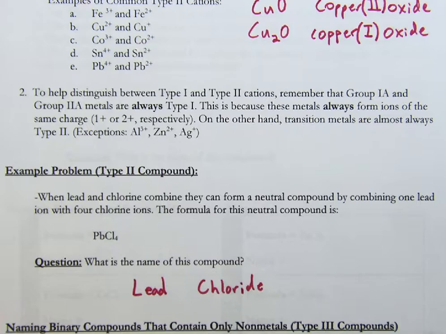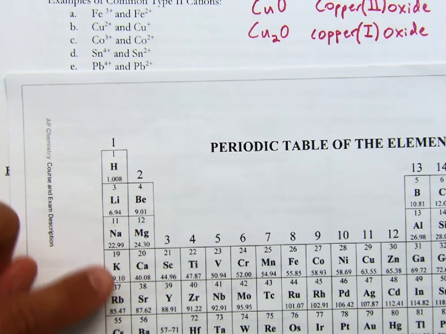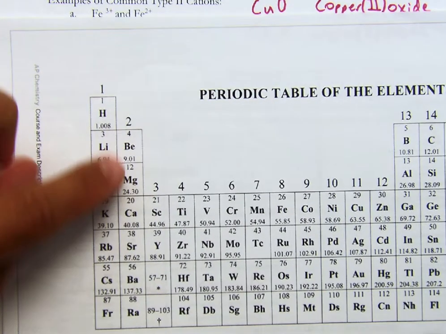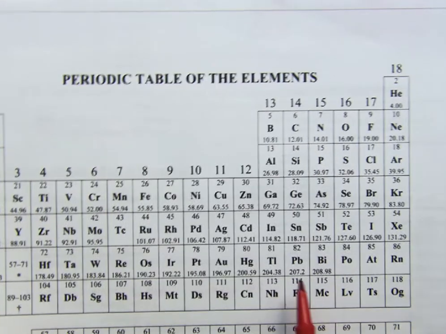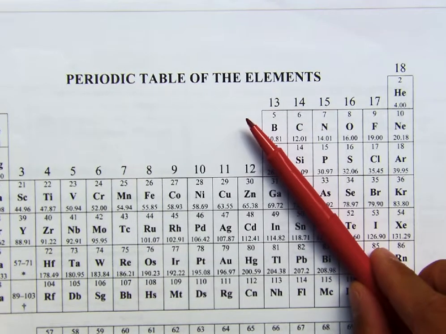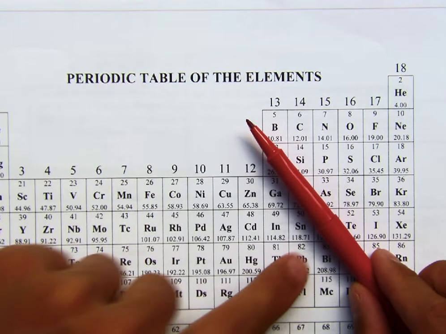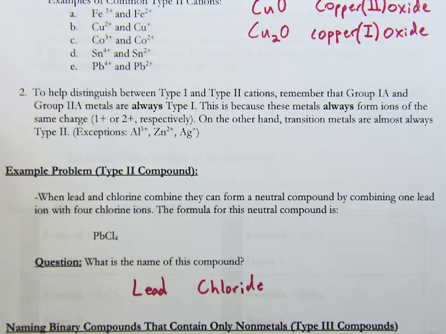Now, lead, if you look on the periodic table, it's not in column 1, it's not in column 2, and it's not aluminum, zinc, or silver. Lead is over here. Okay, it's under the staircase separating them. It is a metal, but it's a type 2 metal. And lead can form a +2 charge. It can form a +4 charge. You have to specify what the charge of the lead here is.